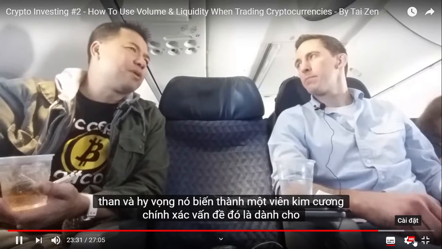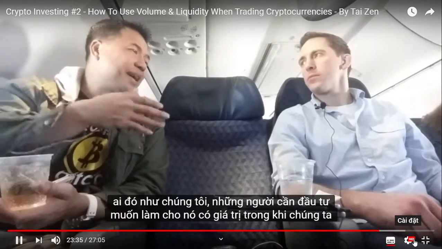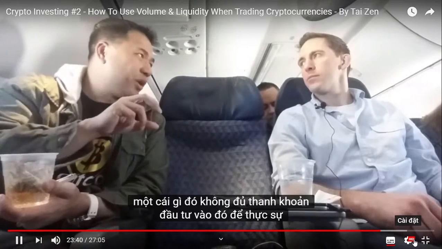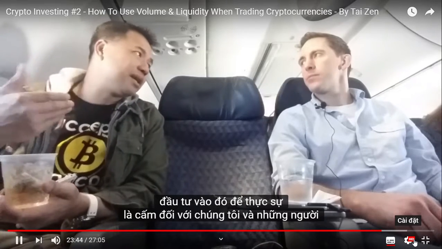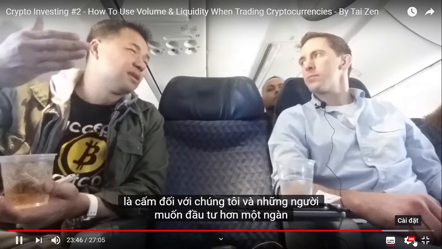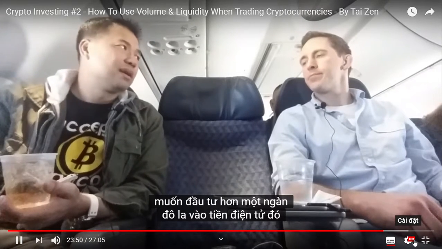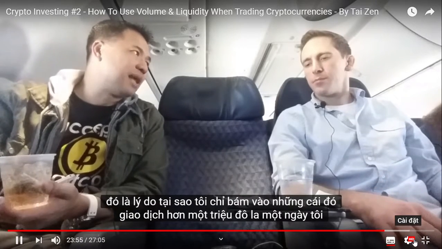Exactly. The problem with that is for someone like us who needs to invest to make it worth our while, we need to invest like $1,000 or something. There's not enough liquidity there to invest into it. So that really is prohibitive to us and to people who want to invest more than $1,000 into that cryptocurrency. So that's why I just stick to the ones that trade over $1 million a day.